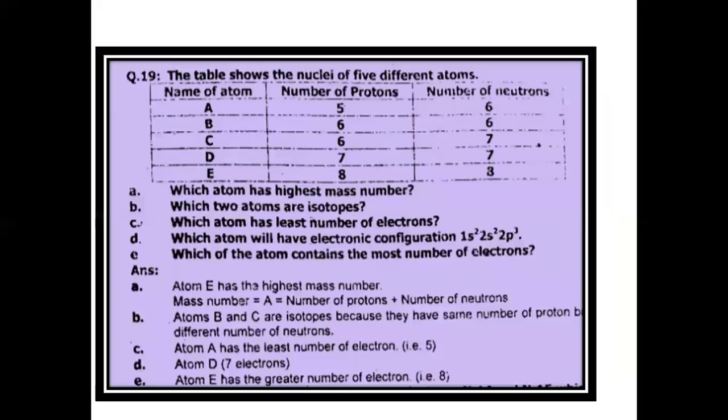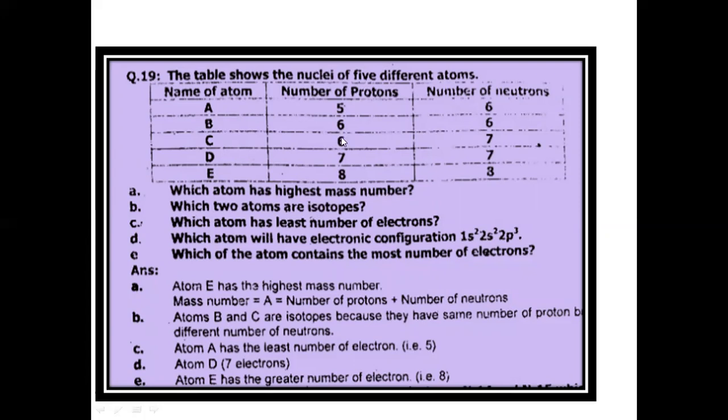Question number 19: the table shows the nuclei of 5 different atoms. Those atoms are A, B, C, D, E. A has 5 protons and 6 neutrons. B has 6 protons and 6 neutrons. C has 6 protons and 7 neutrons. D has 7 protons and 7 neutrons. E has 8 protons and 8 neutrons. Which atom has the highest mass number?